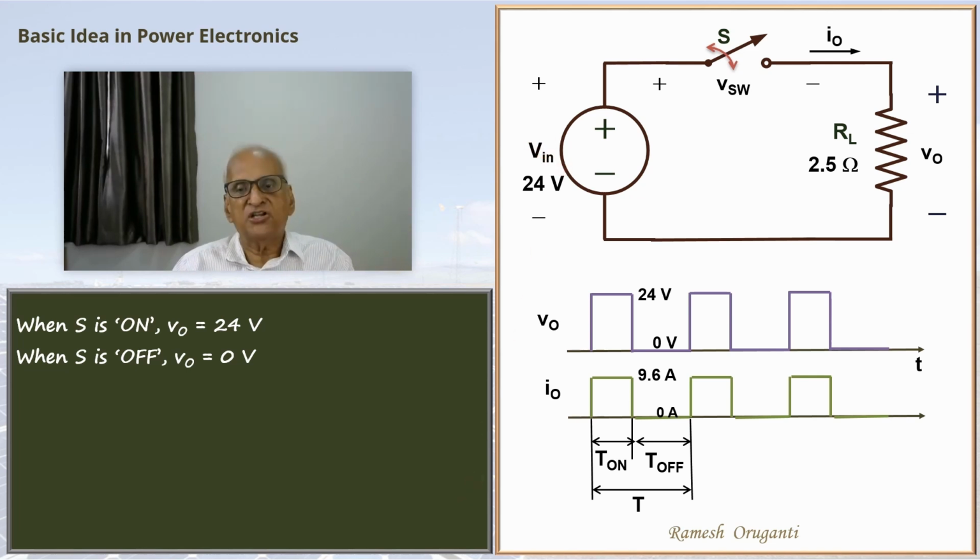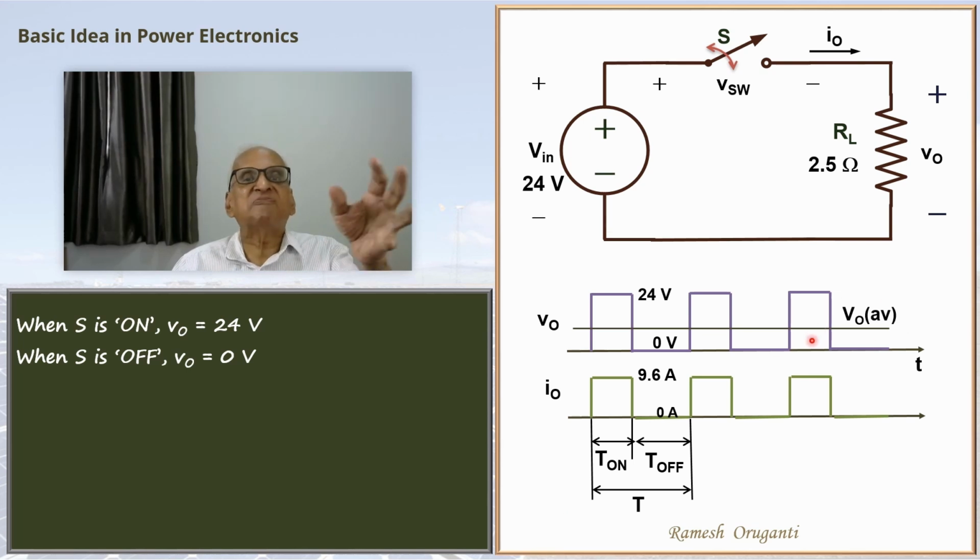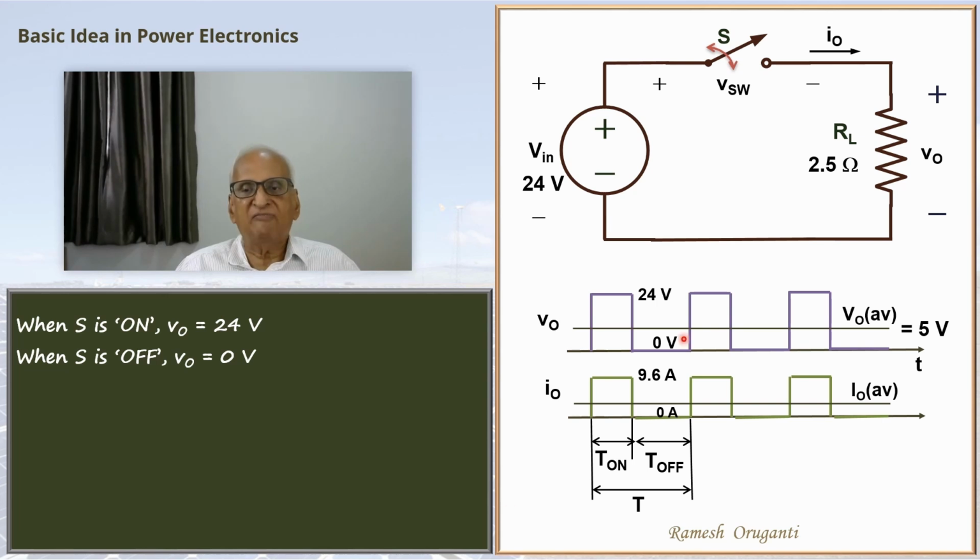The T on, T off and T values are decided in such a way that the average output voltage, V not average, is the 5 volts that we desire. So that is the idea. While the output voltage swings between 24 and 0 volts, you make sure that the average output voltage is what you want. So we need to find the average of this waveform.